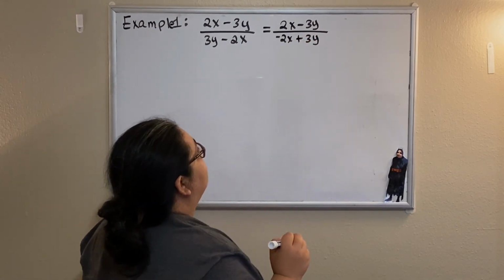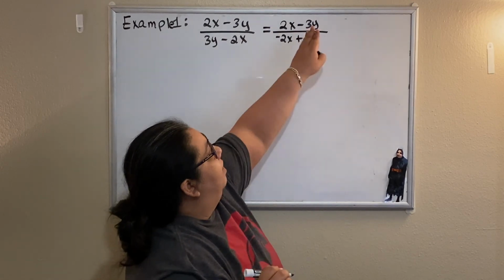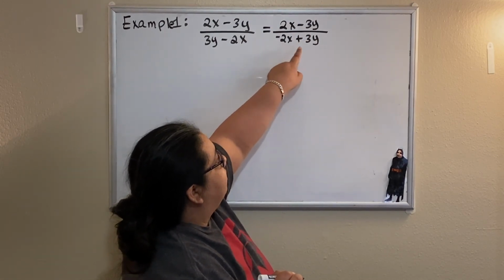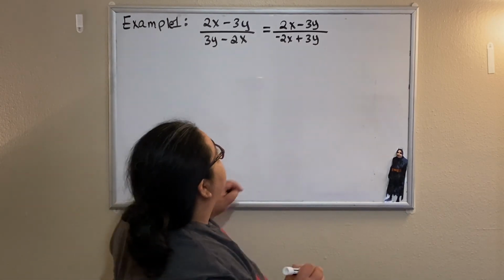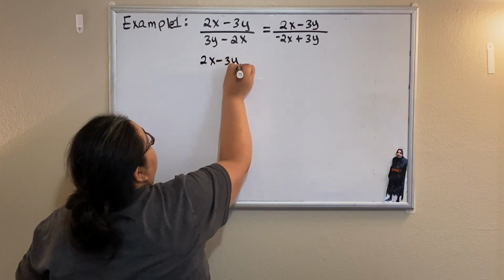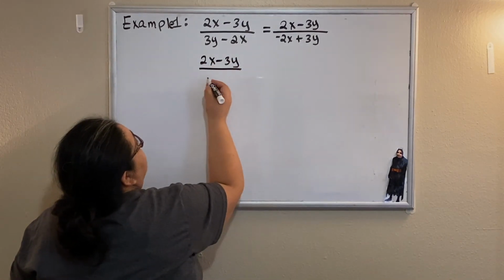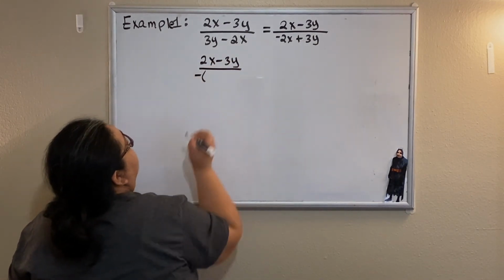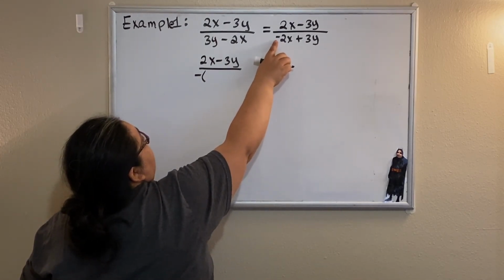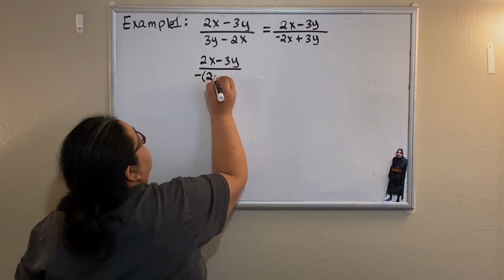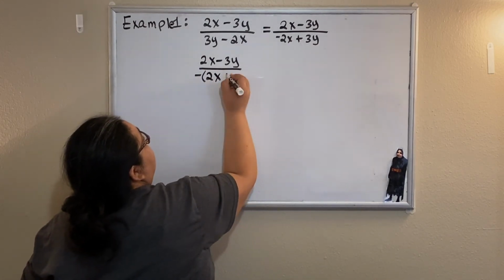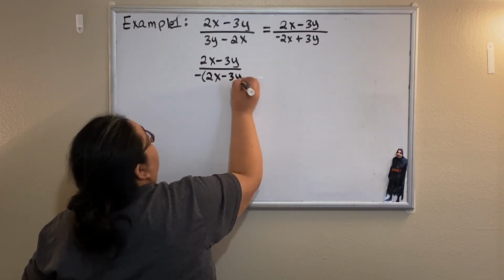Okay? That's going to line them up. And now I'm going to factor the negative out. I'm going to factor out a negative 1 in the denominator. So we're going to say 2x minus 3y in the numerator, no change. But in the denominator, we're going to factor out a negative. So we're going to put negative, open parentheses. And then to take out the negative here, that's just going to be a positive 2x. A positive 3y, if I factor out a negative, that's going to change it to a negative 3y.